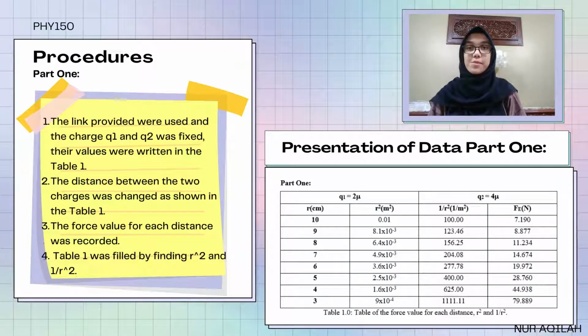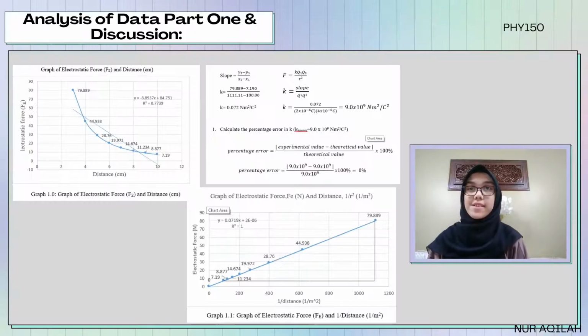Here are the steps or procedure carried out to find the relationship between the force and distance squared. The graph and table obtained show that the magnitude is inversely proportional to the square of the distance between them. The values of Q1 and Q2 were fixed at 2 microcoulomb and 4 microcoulomb, and the distance between the two charges will change. As the force of attraction and repulsion between two points decreases, the separation distance will increase.